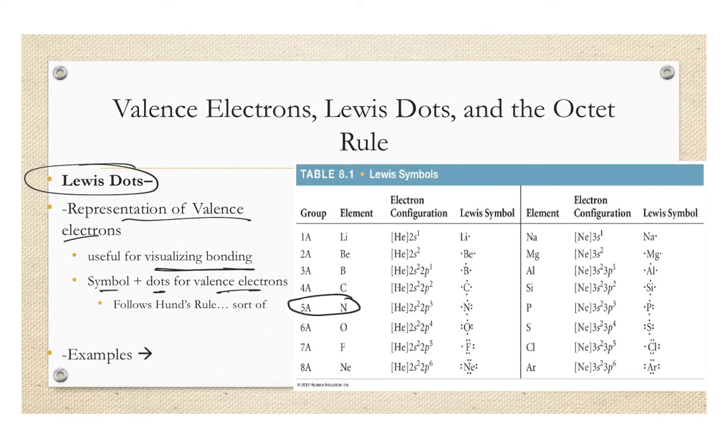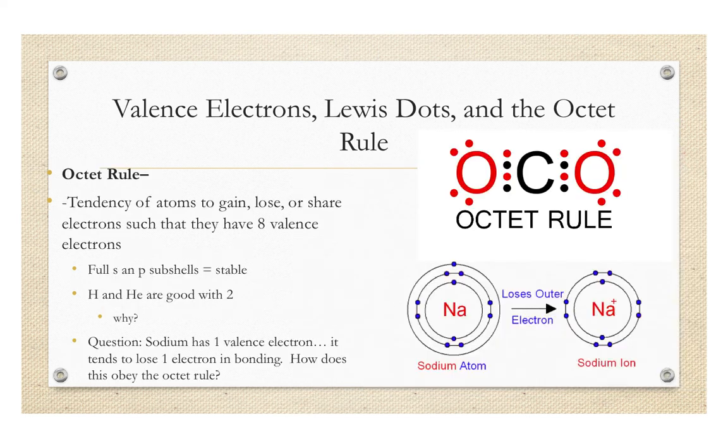nitrogen has 5 valence electrons. So 1, 2, 3, 4, 5. You put 1 on each side before you put 2 on any sides as things roll along there. Okay. So again, number of valence electrons, and then you just take the symbol and put the valence dots around that. This brings us to the octet rule.